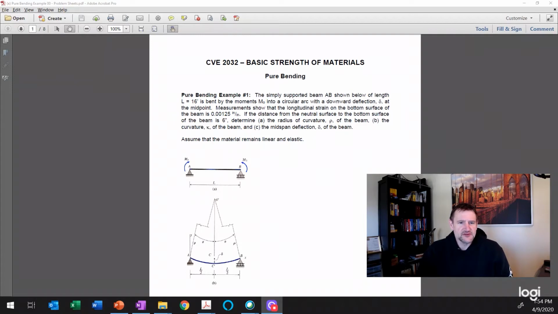If the distance from the neutral surface to the bottom surface of the beam is 6 inches, then determine the radius of curvature, the curvature, and the midspan deflection of the beam. So we're going to use our equations of bending to solve this problem.